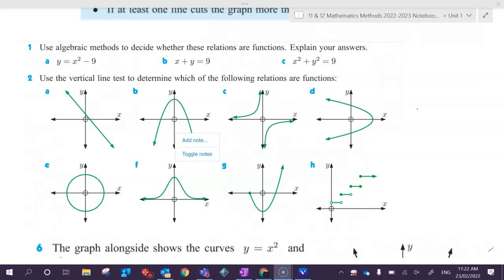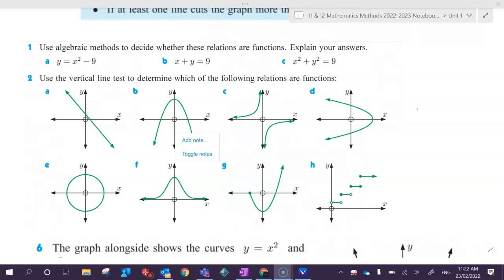Use algebraic methods to decide whether or not these relations are functions. Explain your answer. y equals x squared minus 9. Is that a function? Oh, I saw a tiny nod of the head there. Tried to disguise it, Georgia, but it was busted. It's correct, isn't it? Of course it's a function.